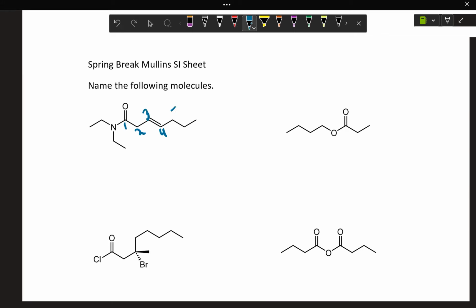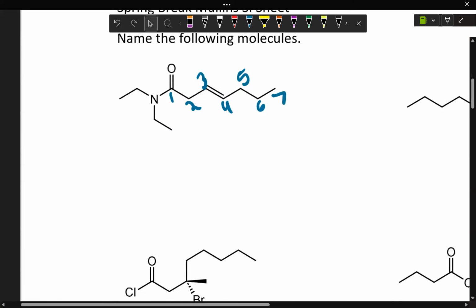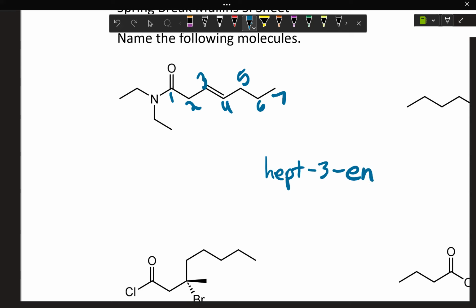So here, the longest carbon chain is 7 carbons. If you remember, 7 is hept. We have an alkene on carbon 3, so we'll indicate 3-ene. And then we're not going to end it in the ene because it's a carboxylic acid derivative. More specifically, it's an amide, so we're going to end it in amide. Like that.